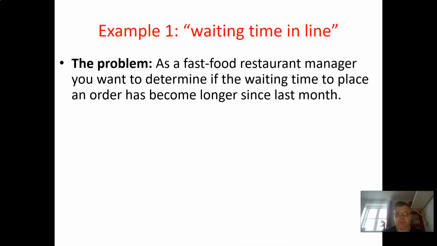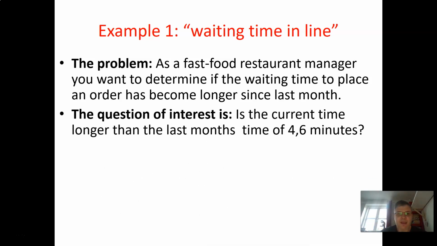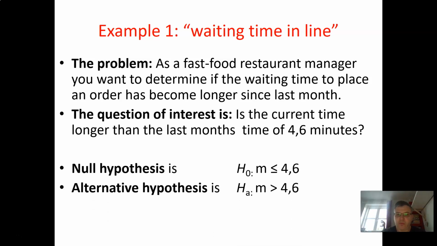Let's take another example, waiting time in line. Let's say a fast food restaurant manager wants to determine if the waiting time to place an order has become longer since last month. The question of interest is: is the current time longer than the last month average of 4.6 minutes? We want to prove that the time became longer, so the alternative is that the average is above 4.6 minutes, and H0 is that there is no change with status quo, mu is less than or equal to 4.6 minutes.